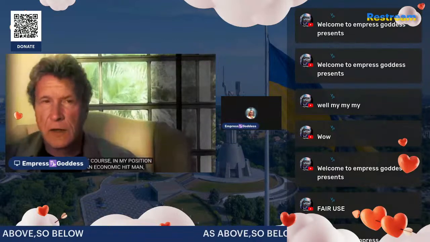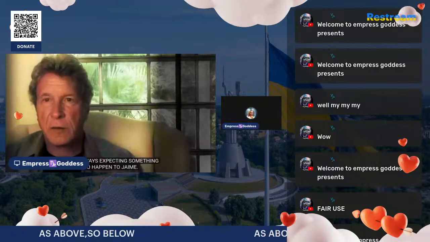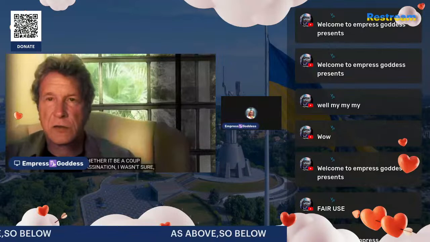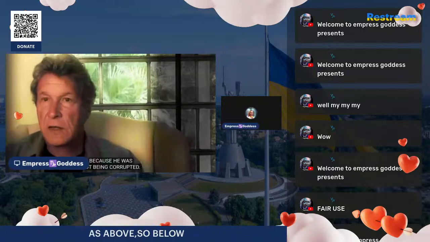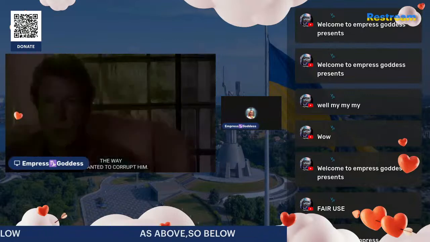And of course, in my position as an economic hitman, I was always expecting something to happen to Jaime, whether it be a coup or assassination, I wasn't sure, but that he would be taken down because he was not being corrupted. He would not allow himself to be corrupted the way we wanted to corrupt him.